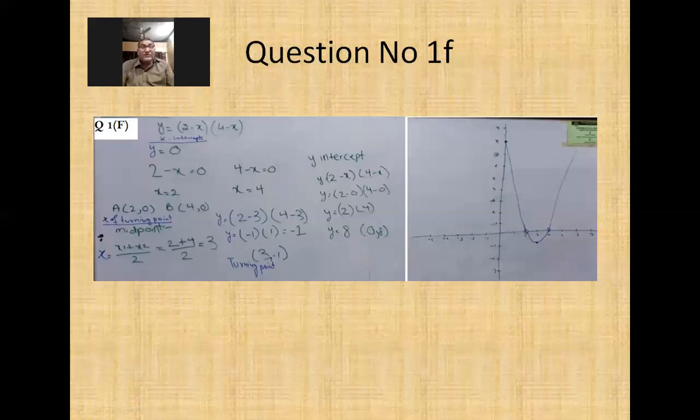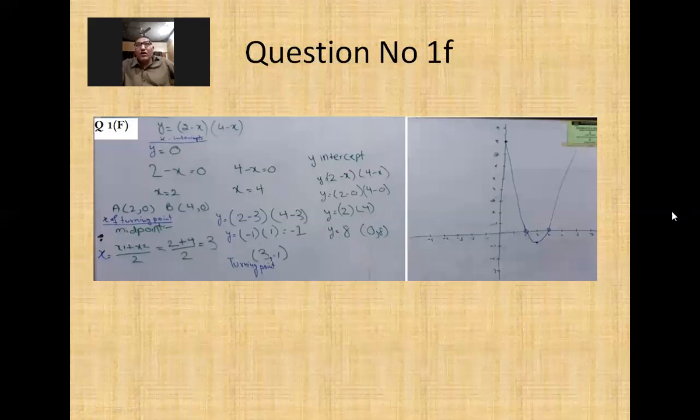So now I know the x-intercepts, I know the turning point, and I can find the y-intercept. In the original equation, we substitute the x with 0 to find the y-intercept. Here you can see x has been substituted with 0. So you will find the y value, and that will be 8. So the coordinates of the y-intercept will be (0, 8).